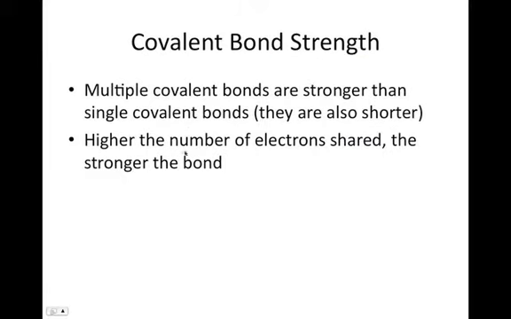Covalent bond strength: multiple covalent bonds are stronger than single covalent bonds, and they're also shorter. So if you had, let's say CCl4, these are all single bonds, and then the carbon dioxide was a double bond. This bond is stronger and shorter than this single bond, and then triple bonds are even stronger. So the higher the number of electrons shared, the stronger the bond. So like here we're sharing 4 electrons, here we're only sharing 2, which is why this one is stronger.